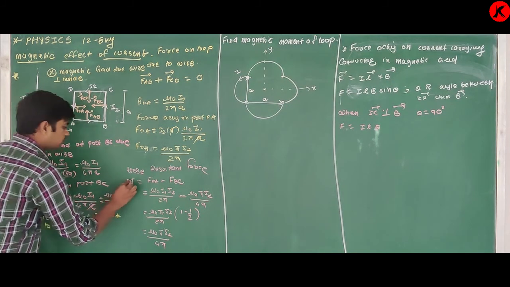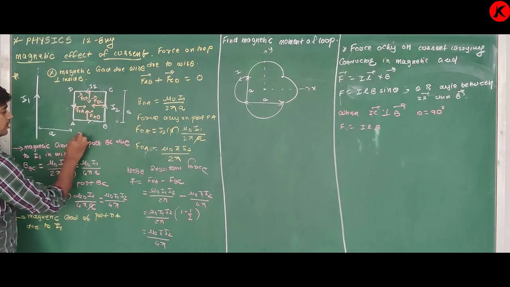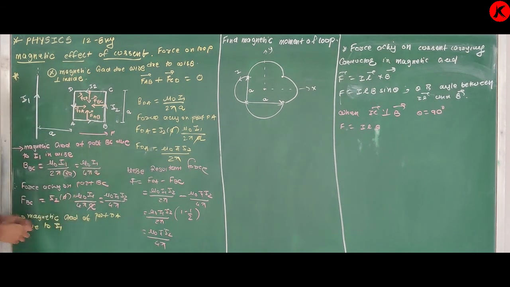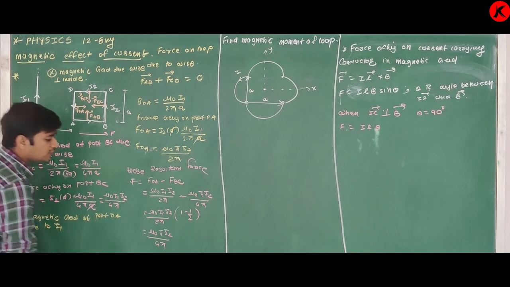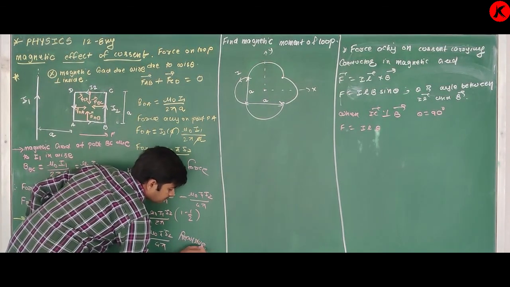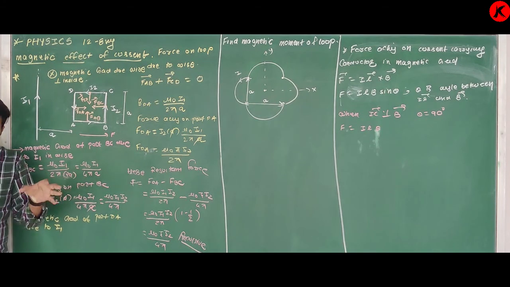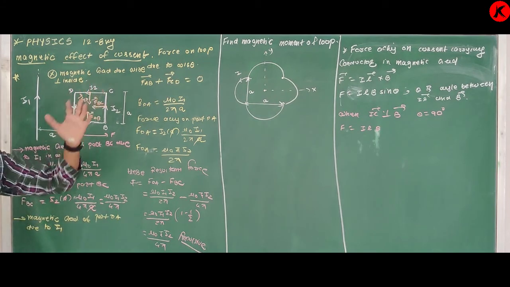And see, resultant force will be acting in which direction? As FDA is greater than FBC, resultant force is acting in this direction. Means from this wire it is moving away. So I can write it is repulsive. Clear? See, this question we can solve in a short method with the help of that case.